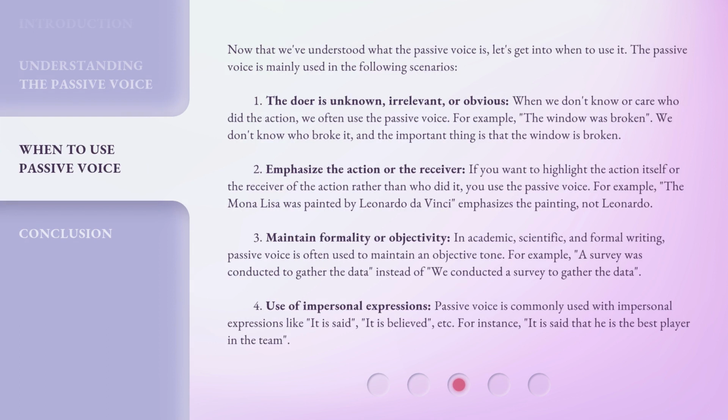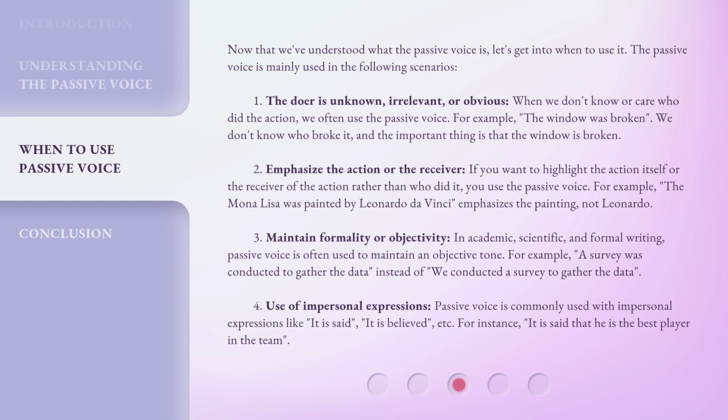Now that we've understood what the passive voice is, let's get into when to use it. The passive voice is mainly used in the following scenarios. 1. The doer is unknown, irrelevant, or obvious. When we don't know or care who did the action, we often use the passive voice. For example, the window was broken. We don't know who broke it, and the important thing is that the window is broken.